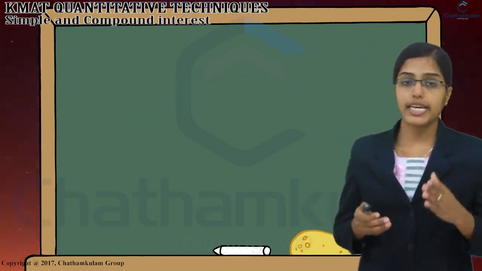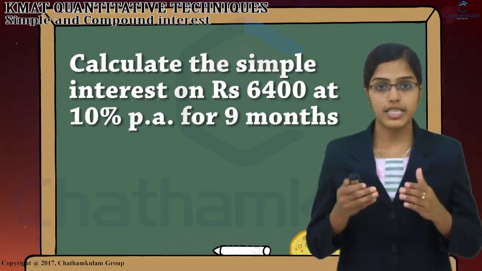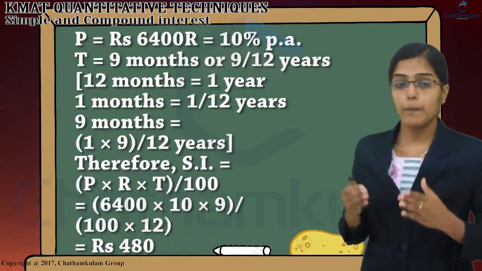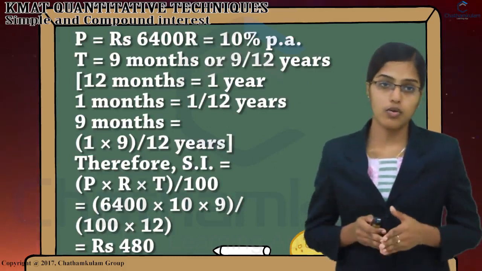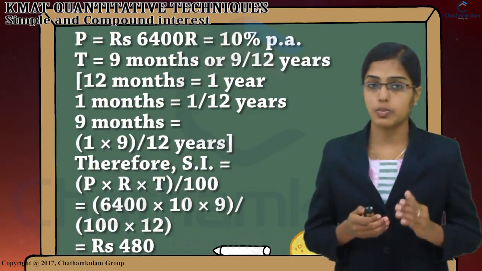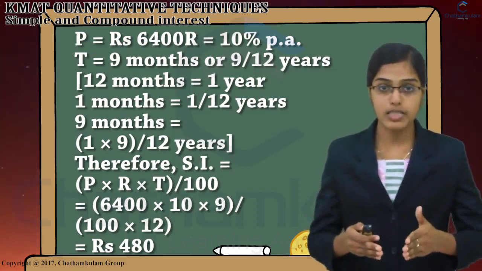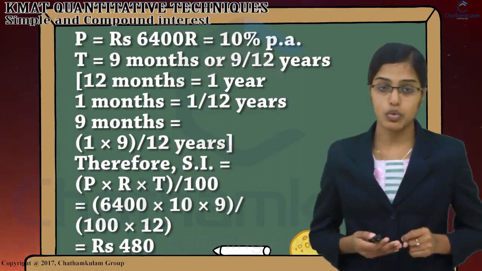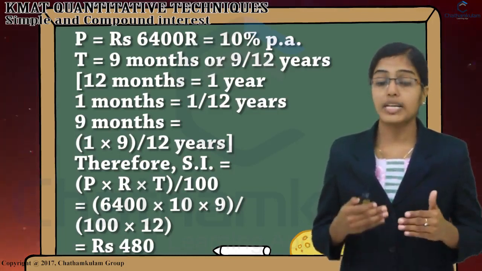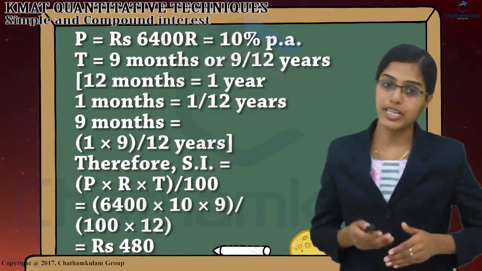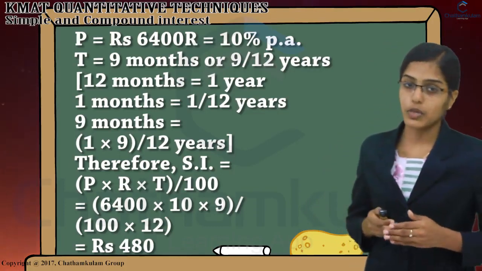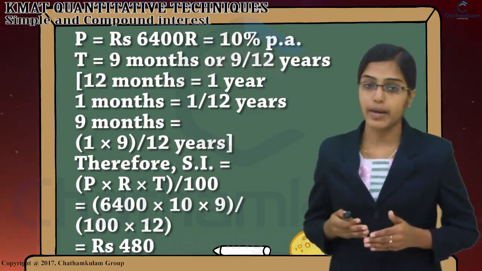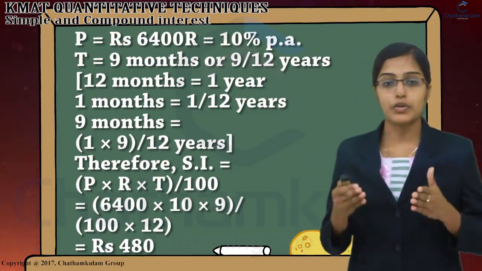Our next question is: calculate simple interest on rupees 6400 at 10% per annum for 9 months. We know P is equal to rupees 6,400, R is equal to 10% per annum, T is equal to 9 months or 9 by 12 years. So 12 months is equal to 1 year, so 1 month is equal to 1 by 12 years. So 9 months is equal to 9 divided by 12 years. Therefore, simple interest is equal to PRT by 100. That is 6,400 into 10 into 9 divided by 100 into 12. That is equal to rupees 480.